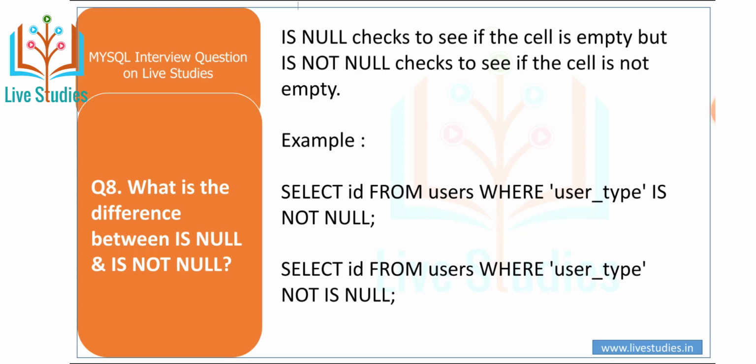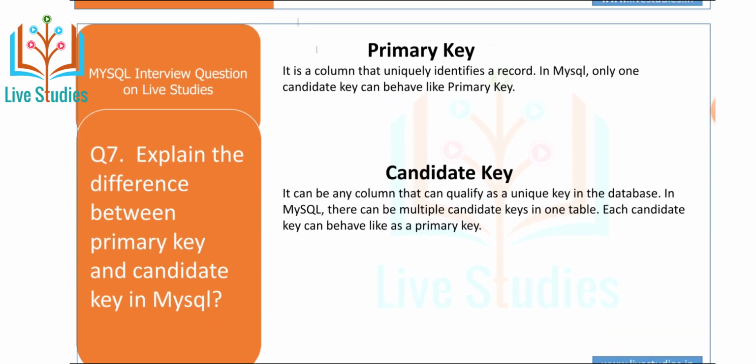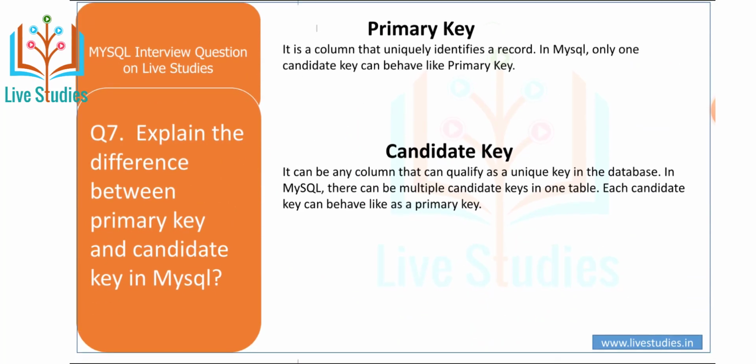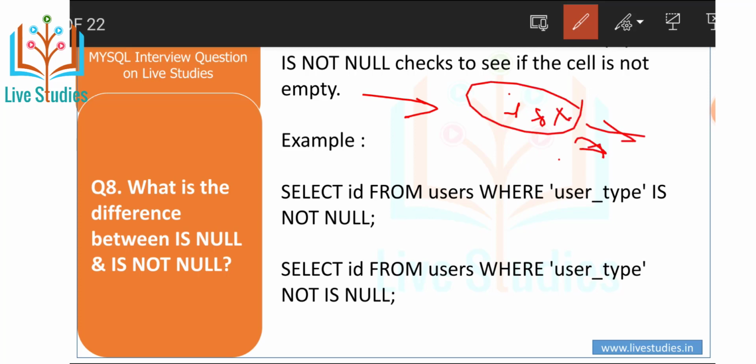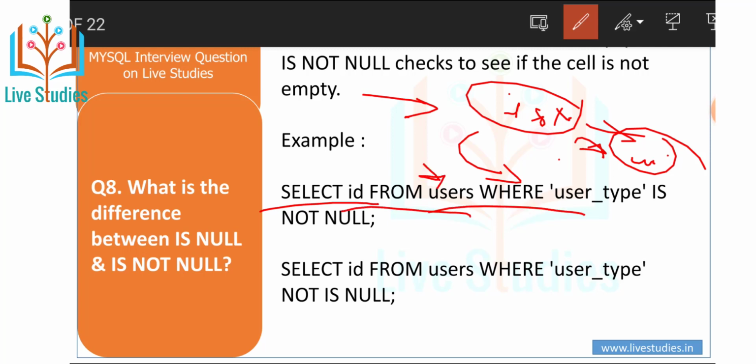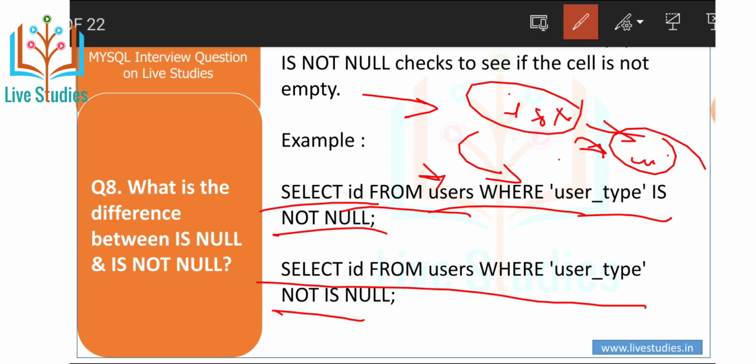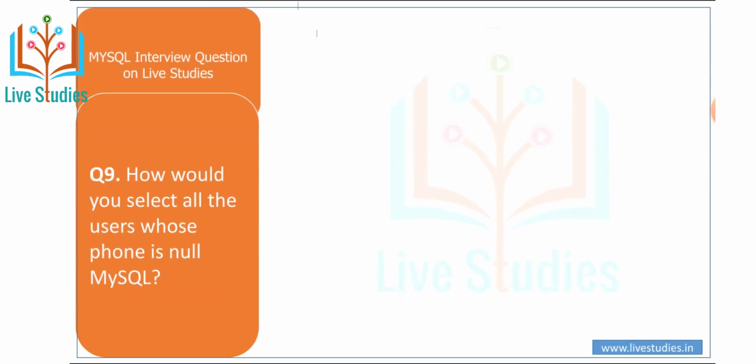Okay, IS NULL means no data is available in the field. Okay, for IS NOT NULL, in the command line you can use SELECT id FROM username (the table name) WHERE id IS NOT NULL. Same, SELECT id FROM table WHERE type IS NULL, sorry.